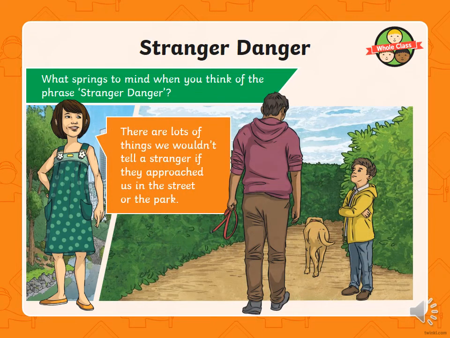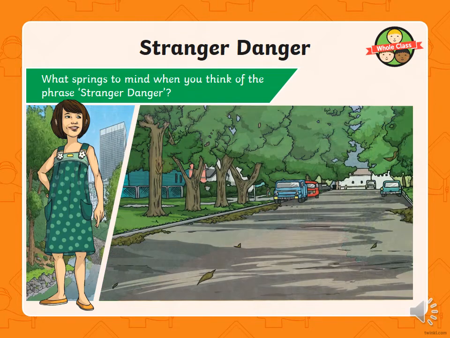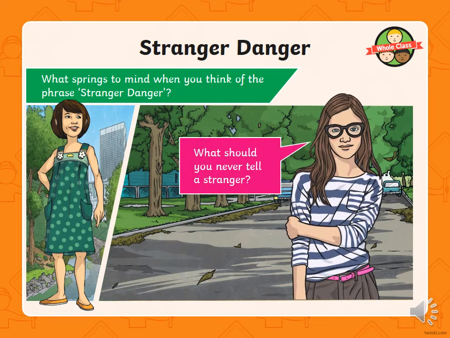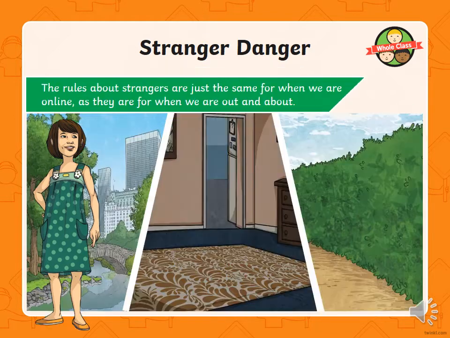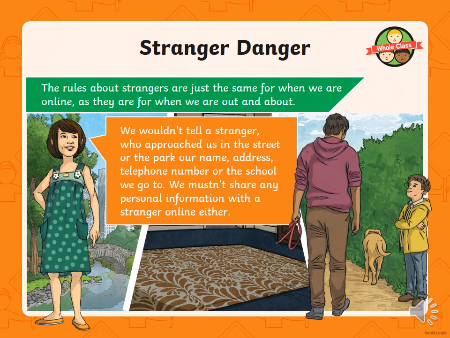There are lots of things we wouldn't tell a stranger if they approached us on the street or in the park. What should you never tell a stranger? Why shouldn't you believe a stranger if they say they can give you a lift, help you, or show you? Why wouldn't you tell a stranger who approached us on the street or in the park our name, address, telephone number, or the school we go to?